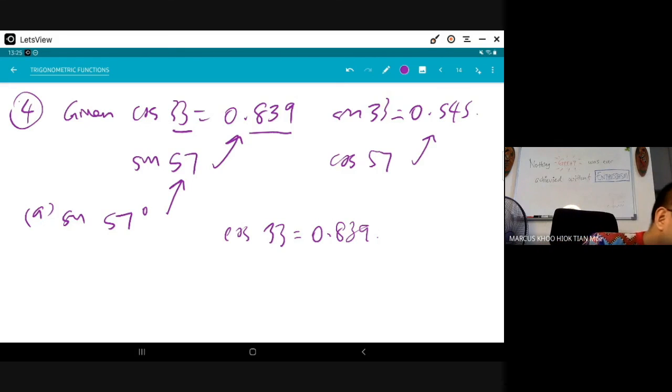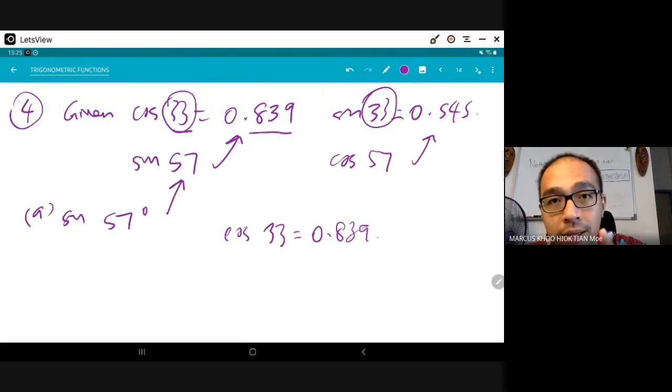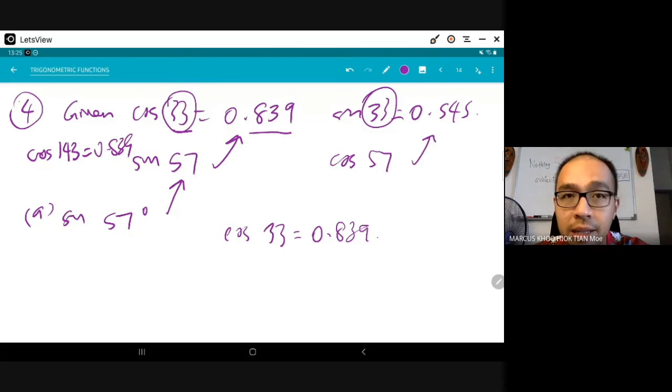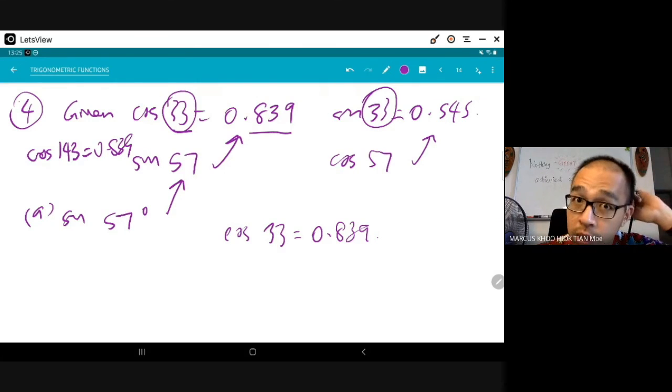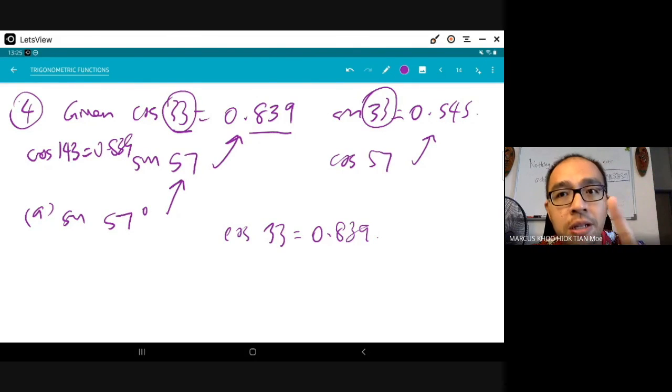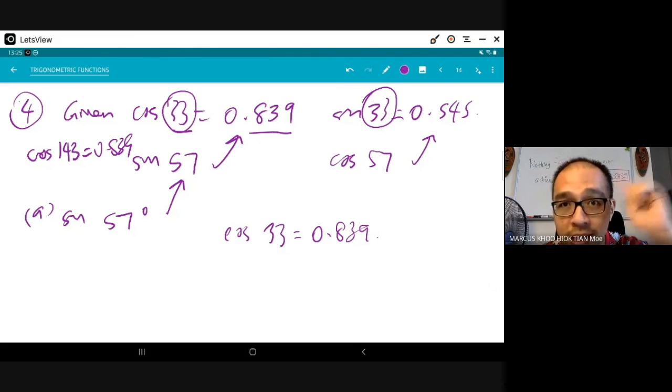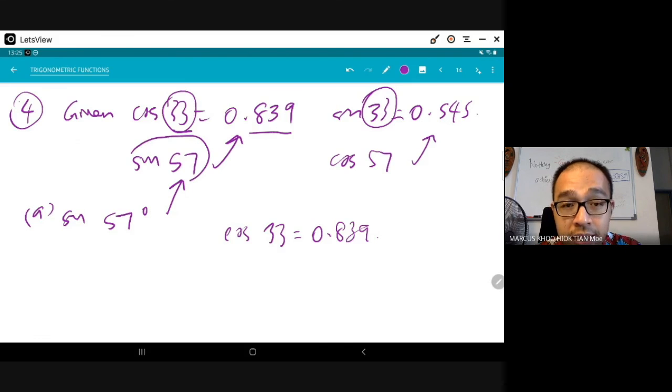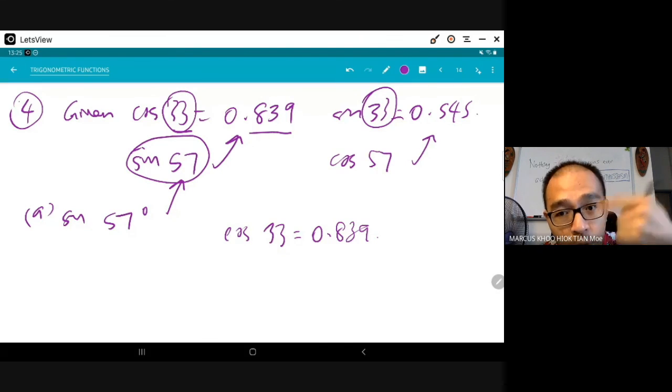The most important thing is that the angle is an acute angle. If this question were cos 143 equals 0.839, that is a different story, which I won't talk about today. Today I'm only interested in every angle that is less than 90 degrees, because the first thing we must get over is this complementary angle thing. This is implied information that you yourself must dig out, and it takes practice to do so.